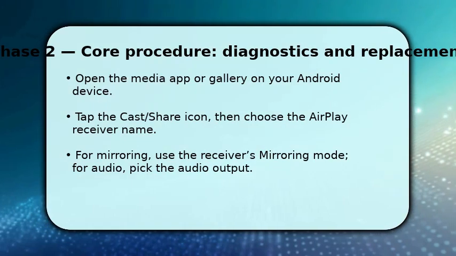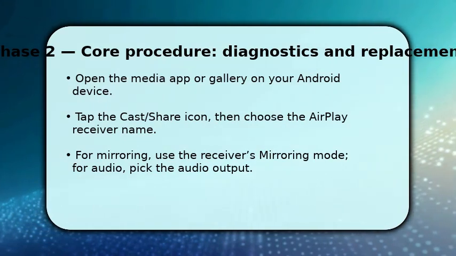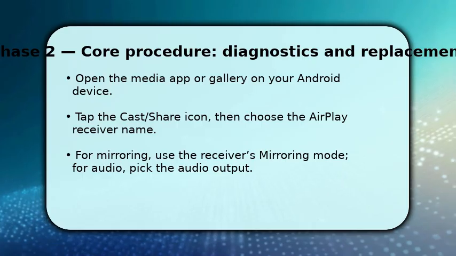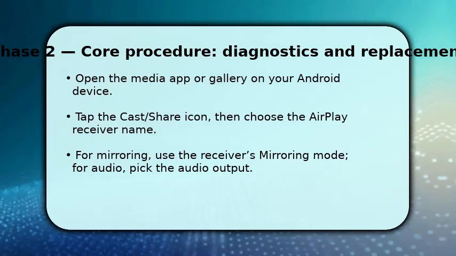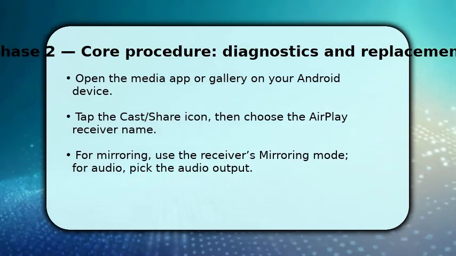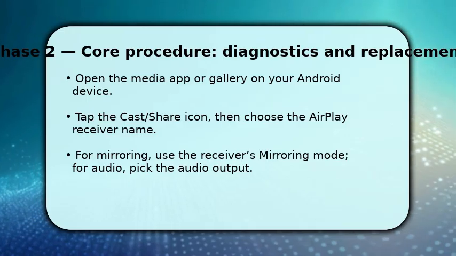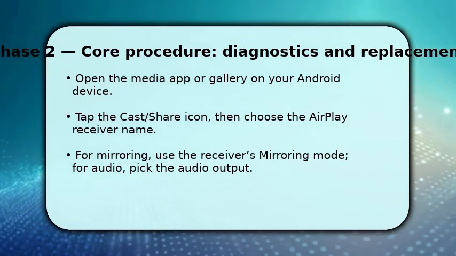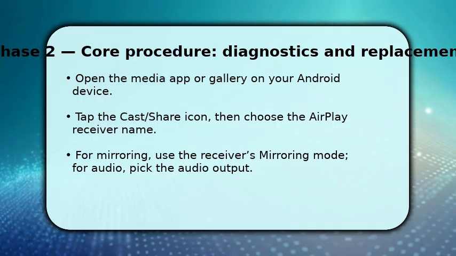Next, you initiate streaming from the Android side. Open the video, photo, or music app you want to share. Once there, tap the cast or share icon. Some players show AirPlay explicitly, others list the receiver name published earlier. Select that AirPlay target, and the content will start playing on the receiver.